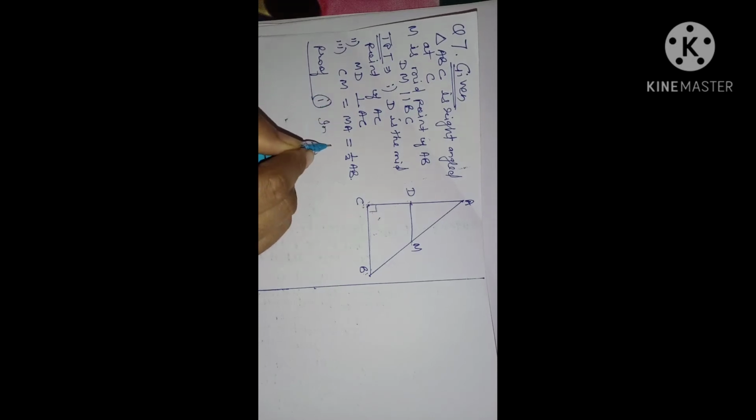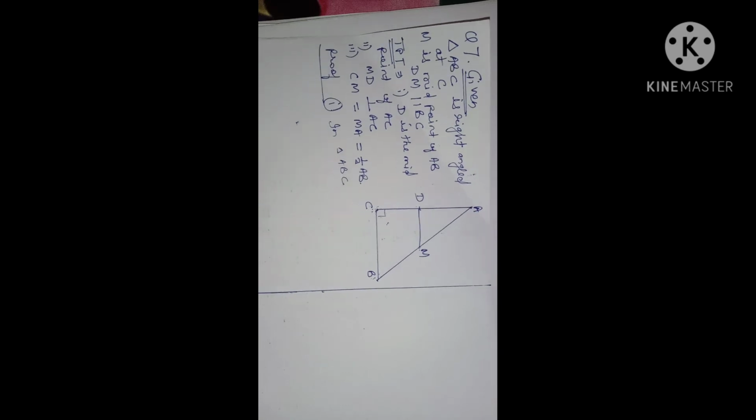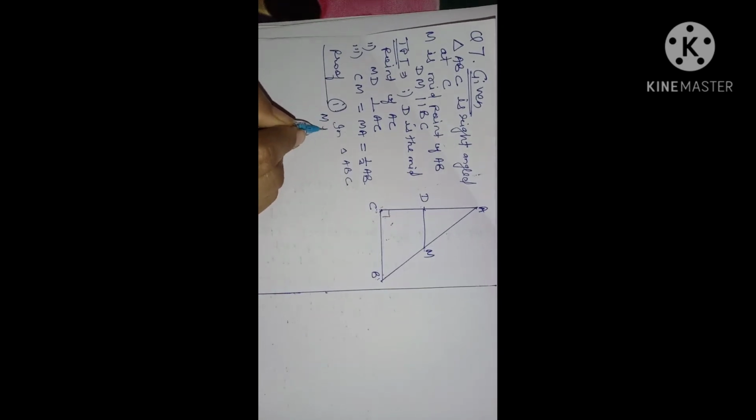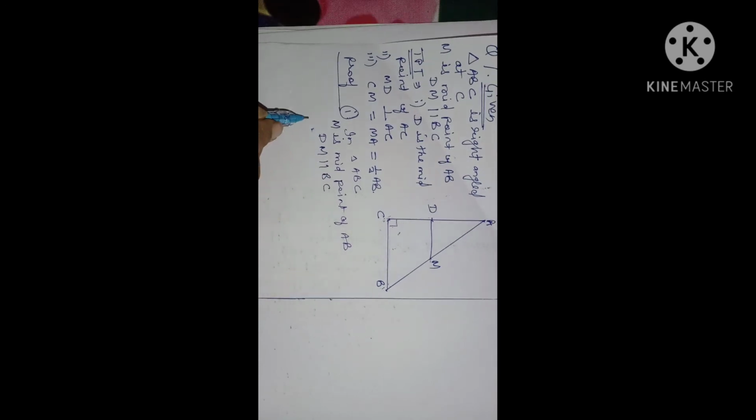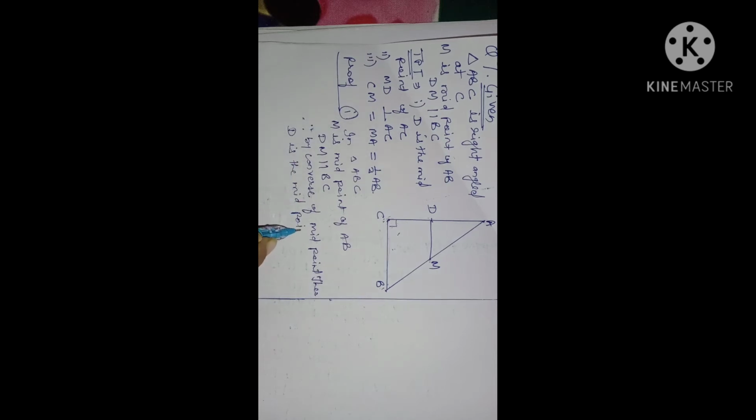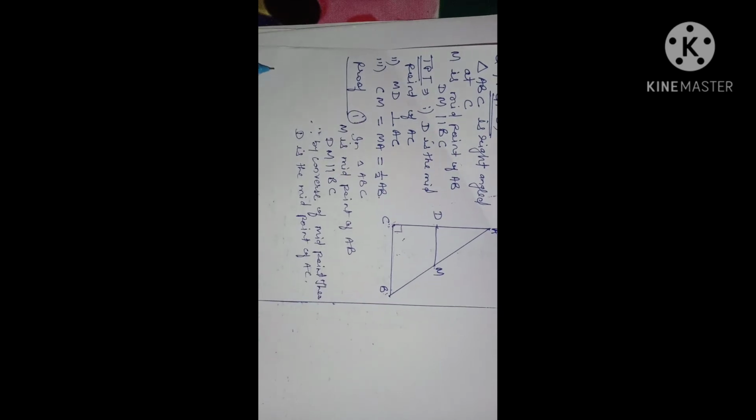In triangle ABC, which is very simple, M is midpoint of AB and DM parallel to BC. It is given. Therefore, by converse of midpoint theorem, we can write D is midpoint of AC. Hence, proved the first part. Now, let's begin the second part.